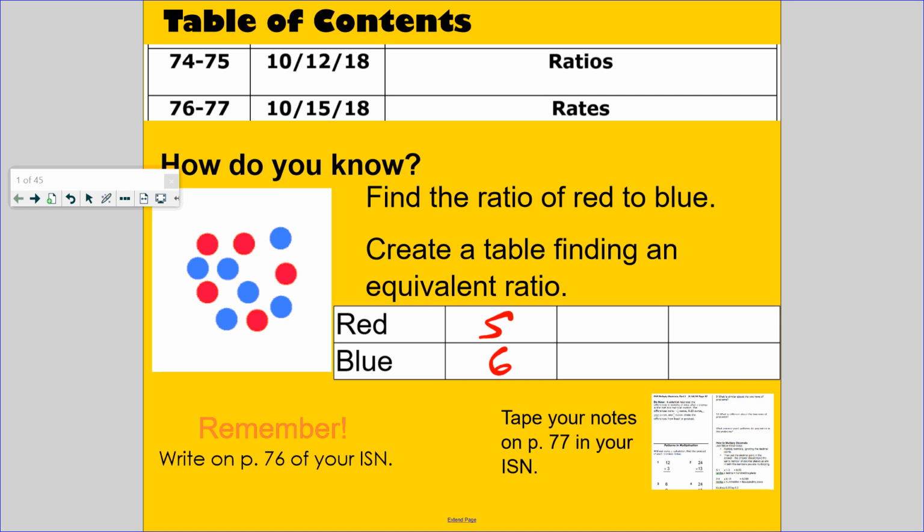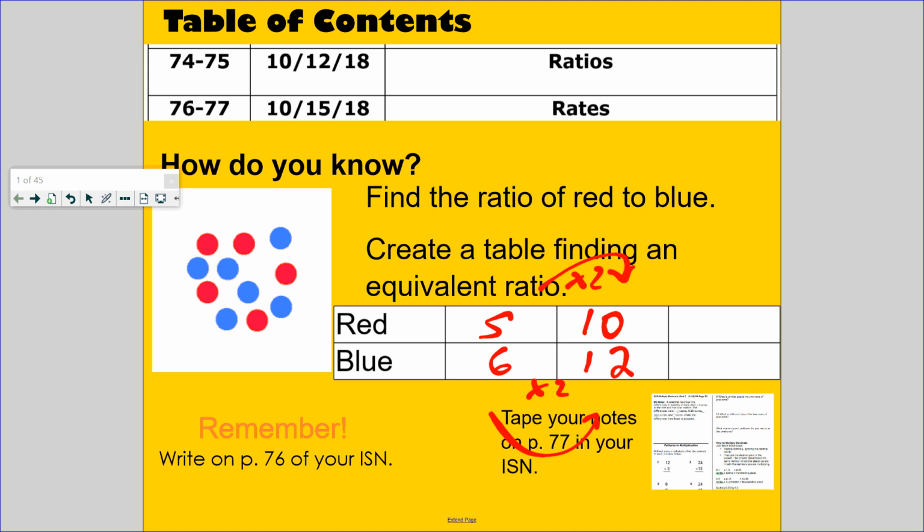There could be a part-to-whole relationship like red to the whole item, that's all of them, or blue to all of them. So let's create a table. So we have 5 red, 6 blue. Is there another ratio we can compare it to? What if I double this picture? That'd be a ratio times 2, times 2. That would be 10 reds, 12 blue.